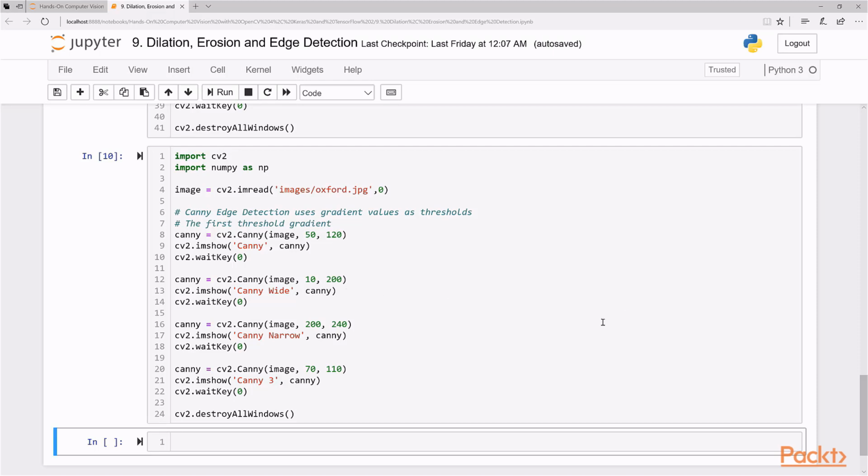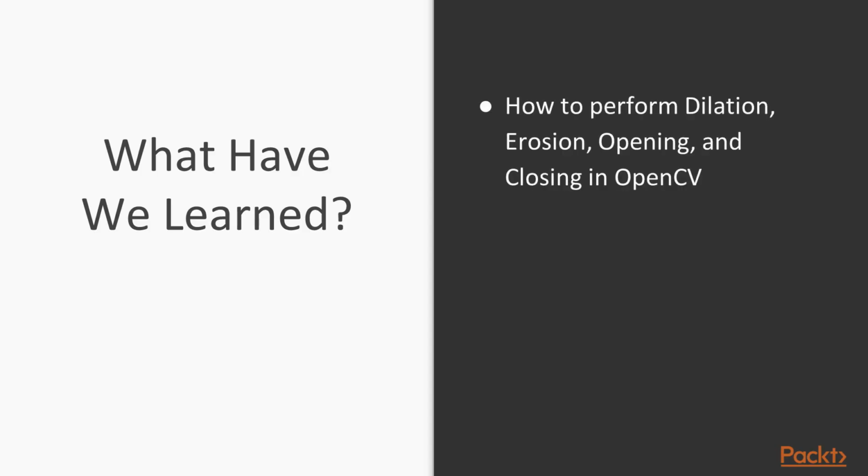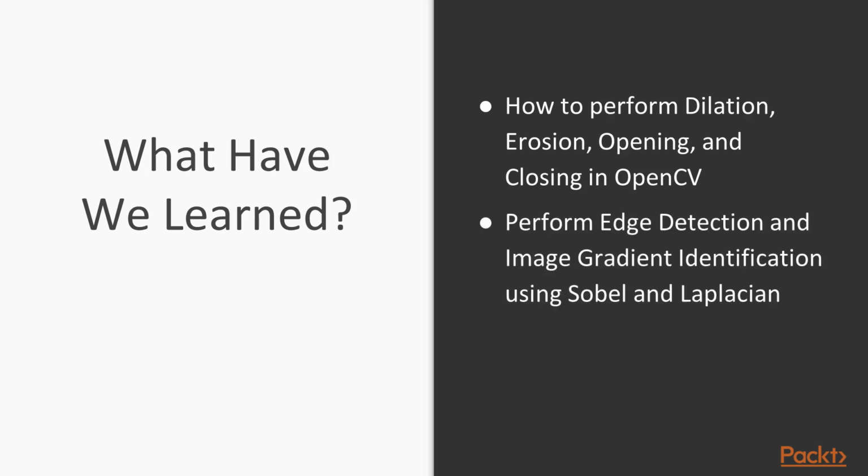Alright, so that's it for this video. Let's go to the learning summary for this chapter. So what we've learned here is how to perform dilation, erosion, opening and closing in OpenCV. And then we took a look at edge detection and how we use image gradients. And then we took a look at Sobel and Laplacian, and then looked at canny edge detection, which performed a lot better than the others.